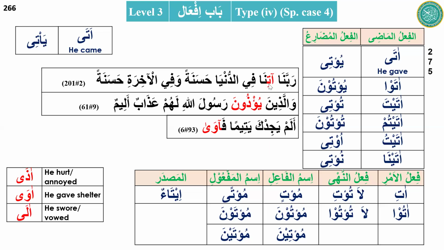It means you gave. Order or request. Okay, give. Keep going. Ati-na fid-dunya hasanatan: give us in the world, good deeds, excellence. We already did this dua during my prayer course. Wa fil-akhirati hasanah, and in the hereafter, good. O our Lord, give us in this world good and in the hereafter good.